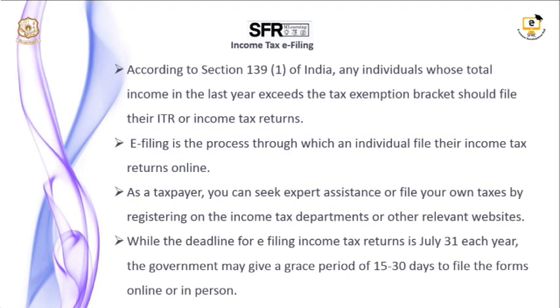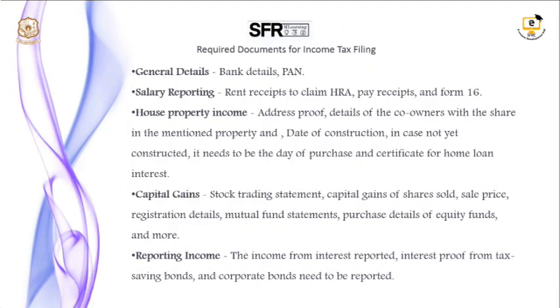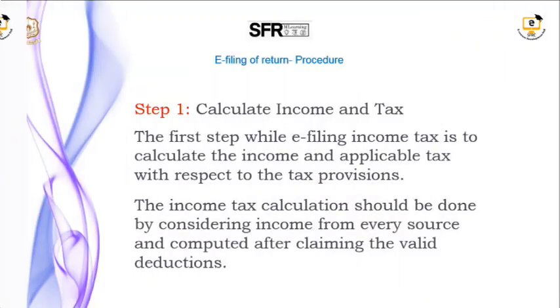So here are the e-filing steps. According to Section 139 subsection 1 of India, any individual whose total income in the last year exceeds the tax exemption, that is the tax slab rates, must file. E-filing is a process through which an individual files their income online. The required documents, as already said, are bank details, PAN, rent receipts, house property, capital gains and reporting incomes.